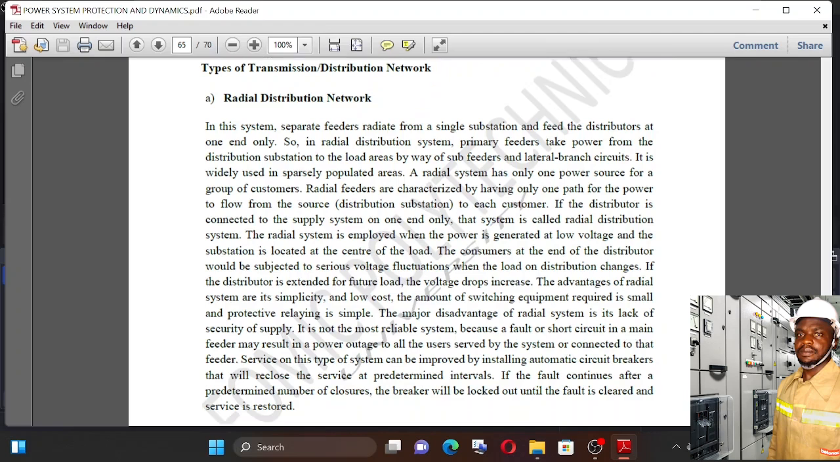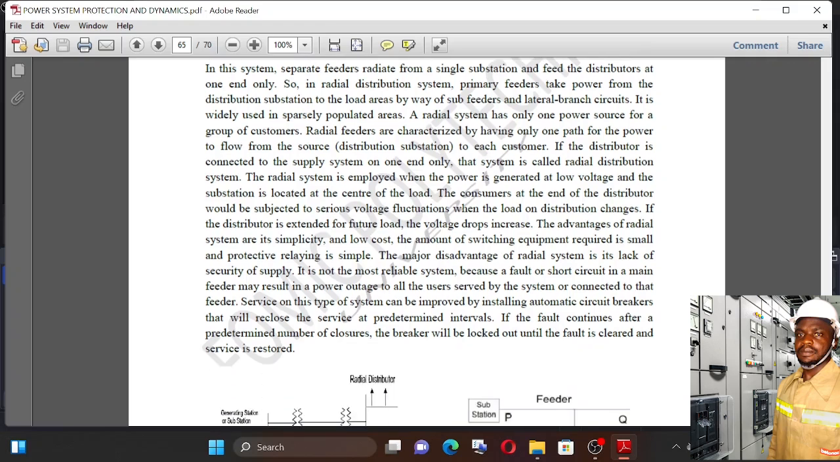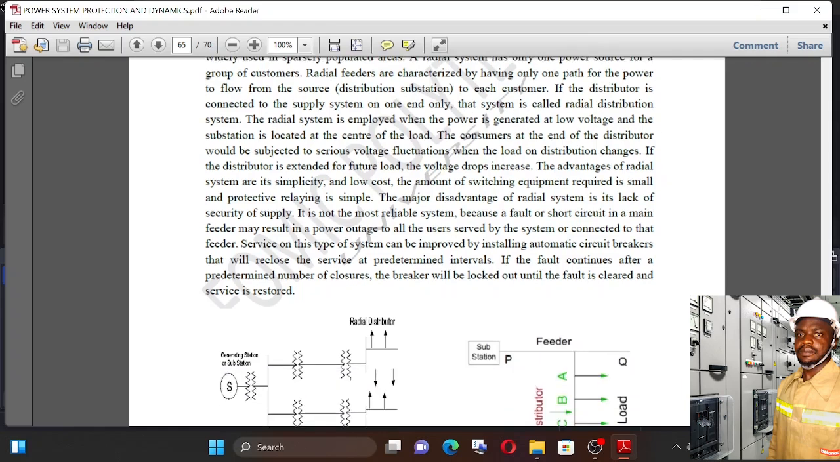A larger system implies that your consumers are supplied by single feeders. In a case where there is a fault on the feeder supplying those consumers, all the consumers on that feeder will be disconnected from supply. So there will be an outage.